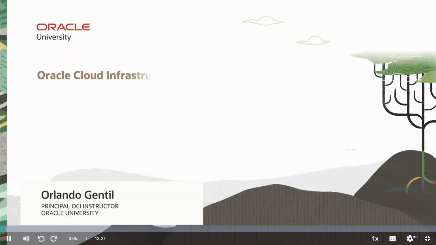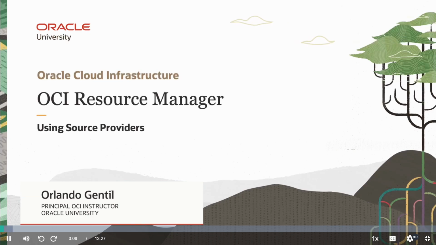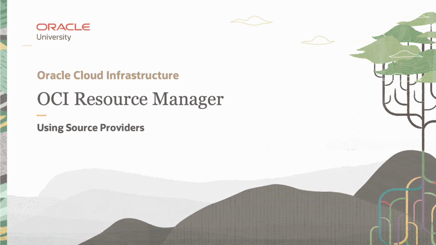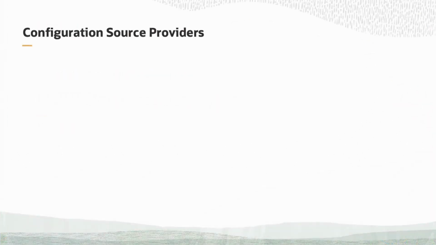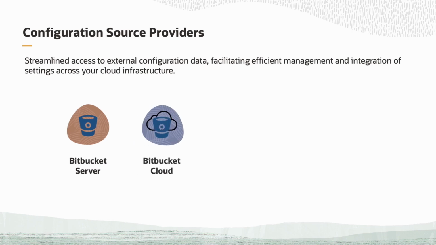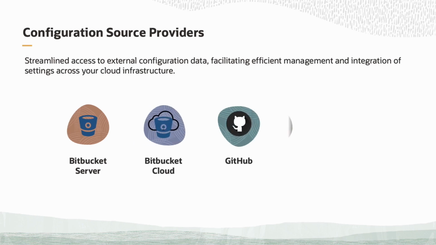Hello and welcome. In this module, we will explore how Terraform source providers can be used as the repositories for your configurations. Configuration source providers give you streamlined access to external configuration data, facilitating efficient management and integration of settings across your cloud infrastructure. OCI supports Bitbucket Server, Bitbucket Cloud, GitHub, and GitLab as configuration source providers.